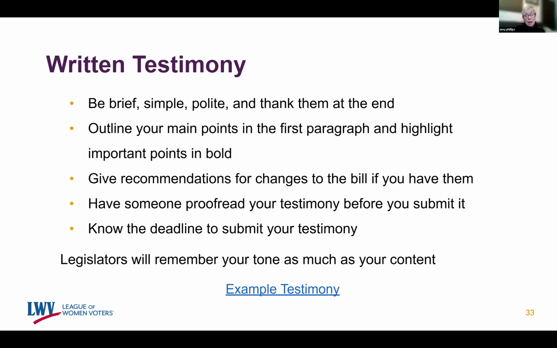Also, very important to be mindful of the tone of your written testimony and your oral testimony, as much as the content. So generally not a good idea to be sarcastic or disrespectful. You all probably know this because that may not be the most influential approach to your position on a bill. When you get this slideshow, you'll be able to click on this sample testimony or example testimony and see a sample of testimony. Next slide.